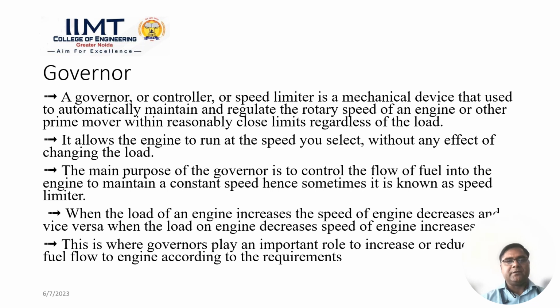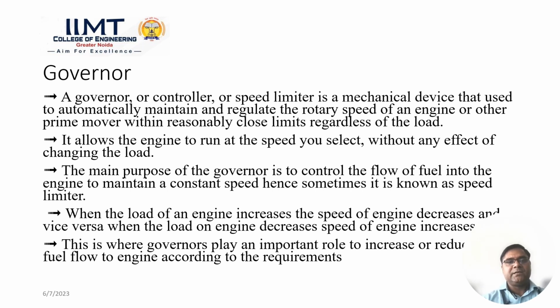So, what is a governor? Basically, a governor, also known as a controlling device or speed limiter, is a mechanical device that is used to automatically maintain and regulate the rotary speed of the engine or other prime mover, and which is used to regulate the supply of the fuel according to the varying load condition. So the primary function of the governor is to regulate the engine speed with varying load condition.